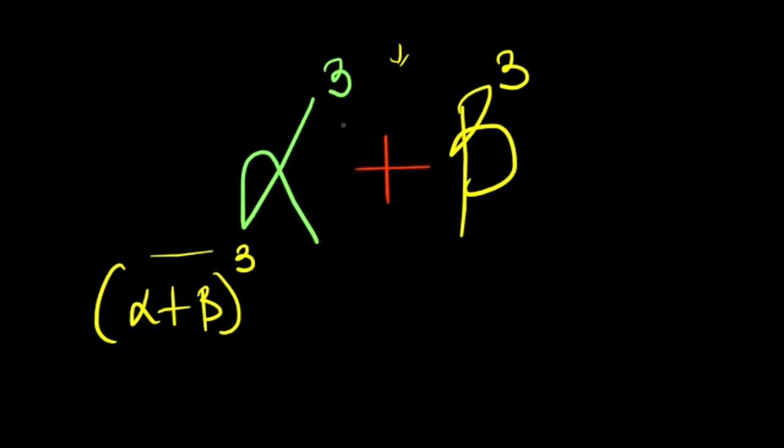Once you get alpha cubed plus beta cubed from the expansion of this, what do you do? You make them the subject of the formula. And whatever remains now becomes the formula for finding alpha cubed plus beta cubed. Now let's expand this and see what we're going to get.